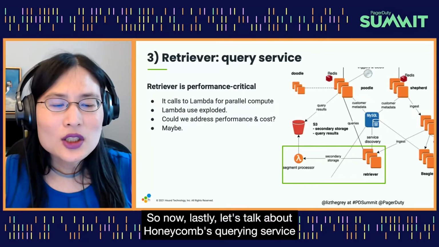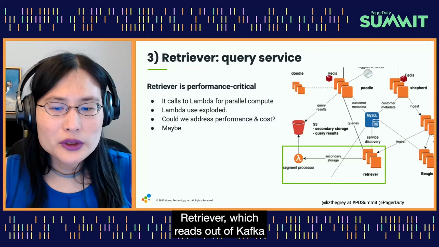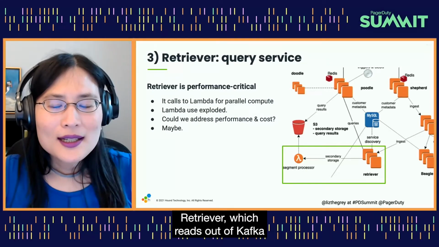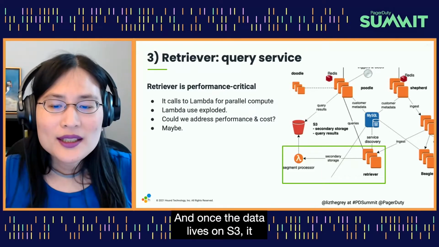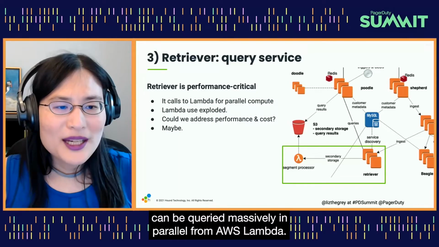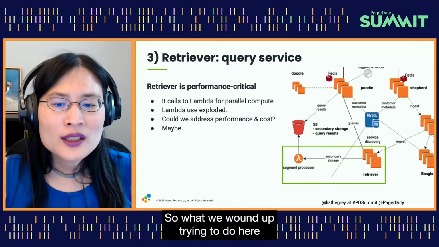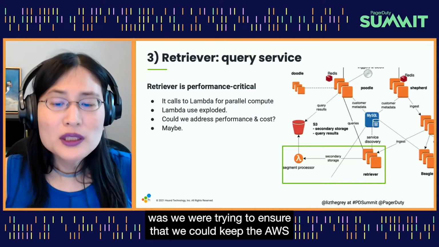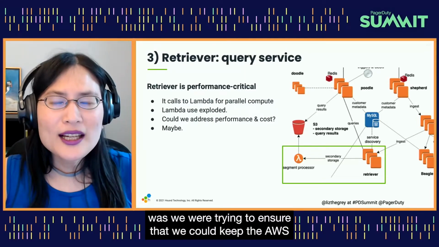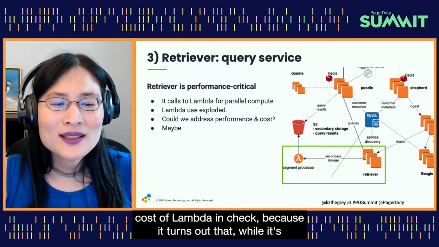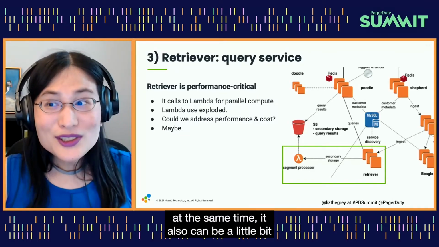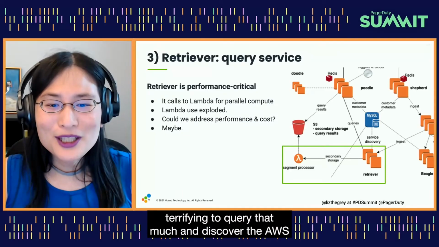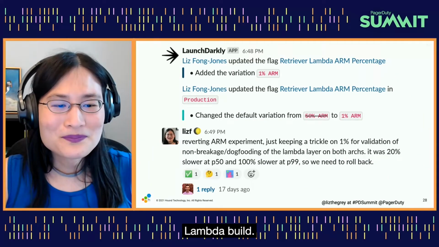So now lastly, let's talk about Honeycomb's querying service, Retriever, which reads out of Kafka and serializes the data to S3. And once the data lives on S3, it can be queried massively in parallel from AWS Lambda. So what we were trying to do here was ensure that we could keep the AWS cost of Lambda in check. Because it turns out that, while it's great that you can query 30,000 S3 files in parallel at the same time, it can also be a little bit terrifying to query that much and discover the AWS Lambda bill.